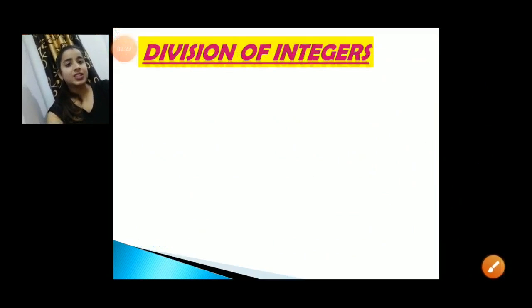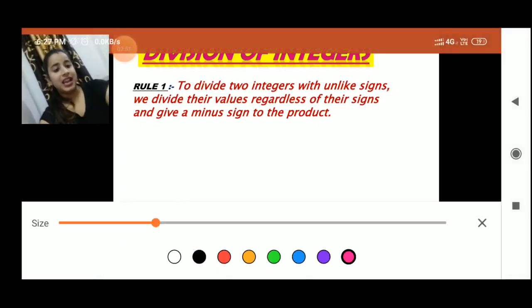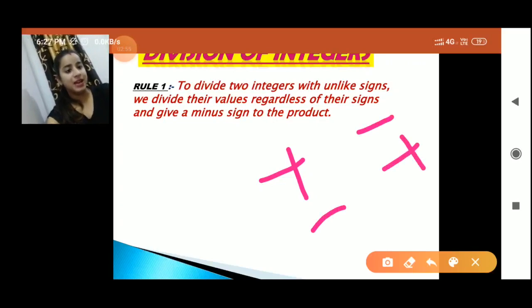Now the next topic is division of integers. The first rule is to divide two integers with unlike signs, we divide their values. That is normally whatever we do in division, we have to do the same. Then we have to give a minus sign. The process is same. Unlike signs means if it is plus minus or it is minus plus, we have to give minus sign.